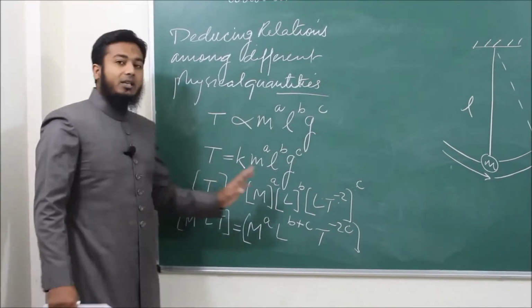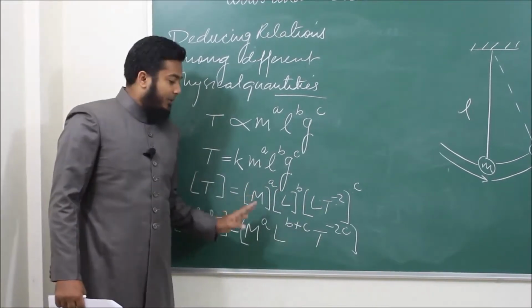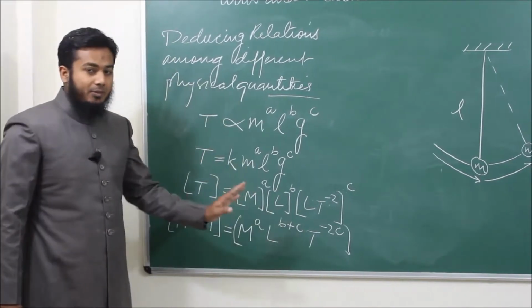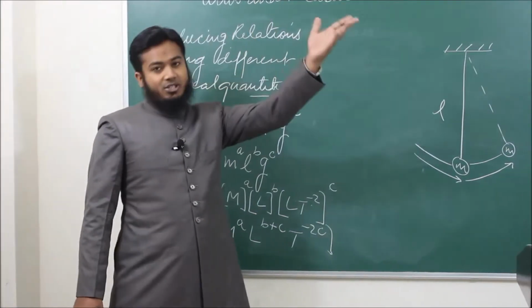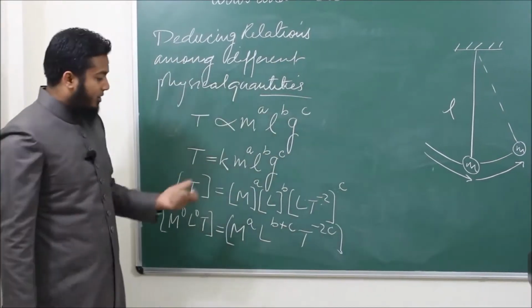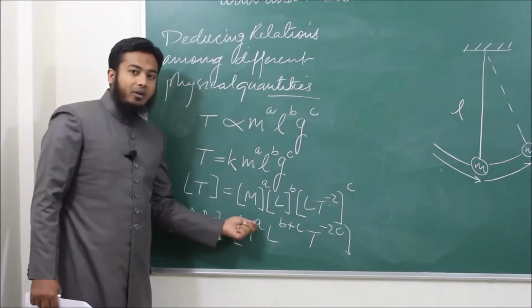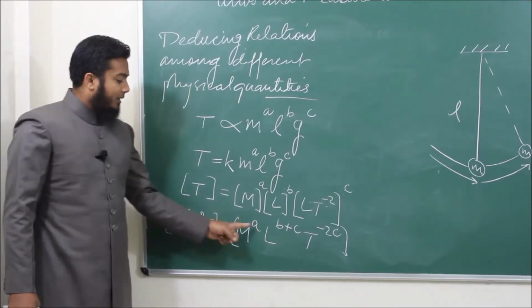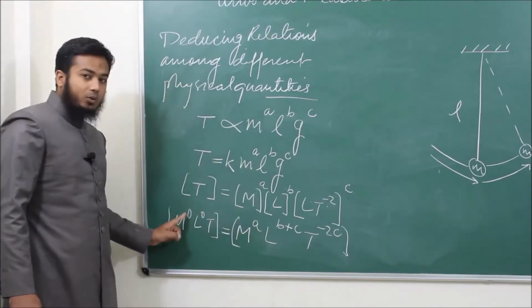Now if this formula is dimensionally consistent, if the dimensions are the same on both sides, then the power of m on both sides should also be the same. If the power of m here is a and here it is 0, that means a must be equal to 0.